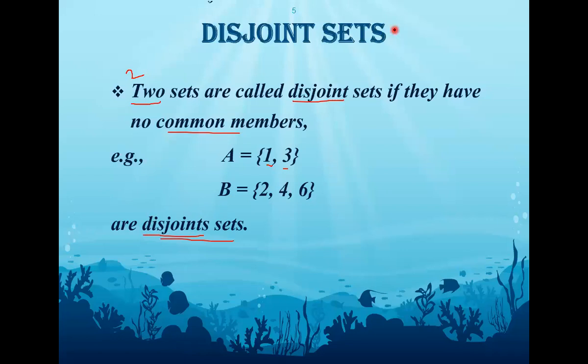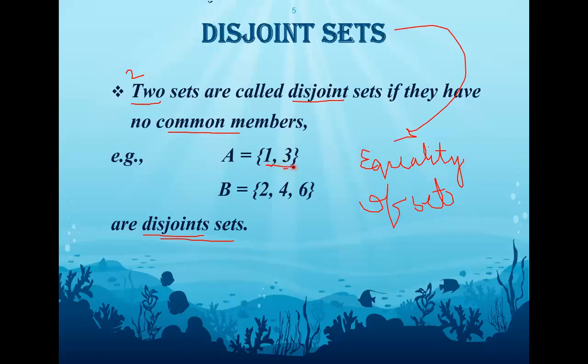Disjoint set is basically the opposite of equal sets, or you could say the equality of sets. Remember the definition of equality of sets that we did yesterday? Is it clear? What are disjoint sets? If you have any two sets and their elements are completely different, then you say that the sets are disjoint.